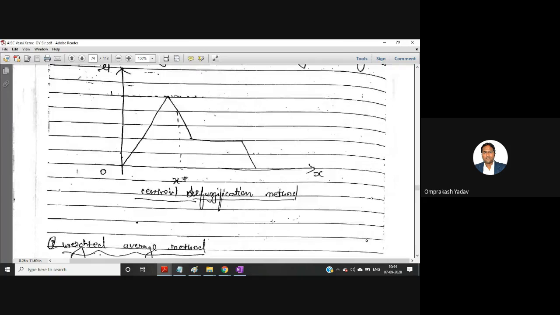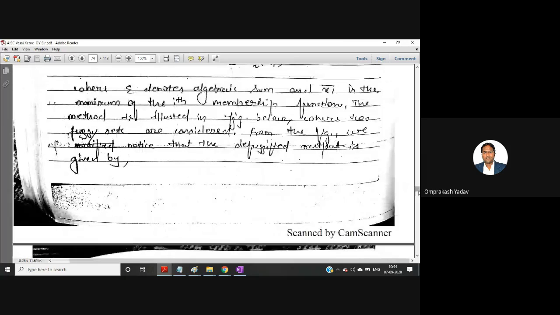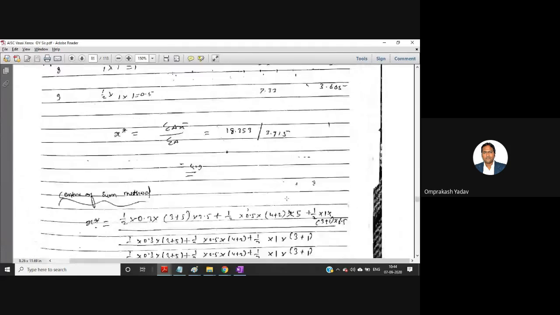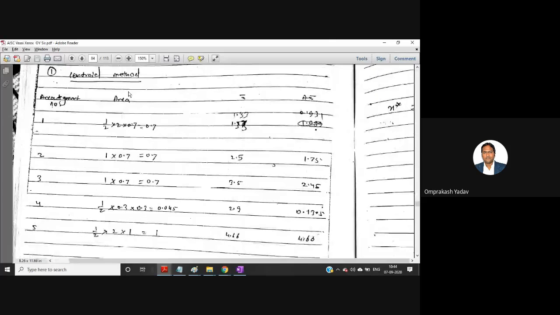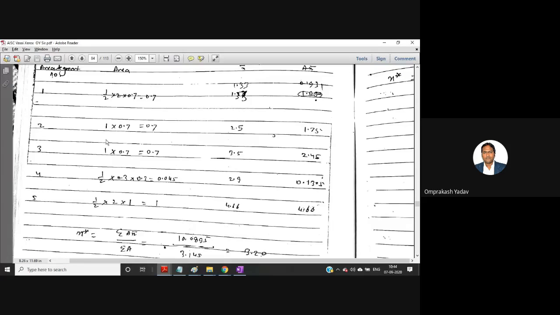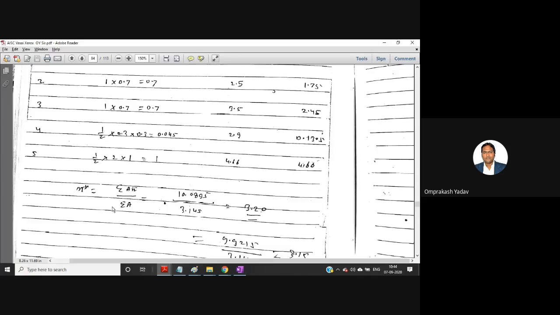So what we do normally for the centroid method, first of all, we make the table and fill that particular table. For every area segment number, calculate the area and x bar, multiply them, calculate the summation of this column and the summation of this column, then divide the summation of these by the summation of these. That's it, and you will get the x bar, x star.